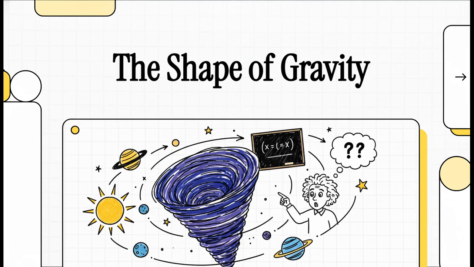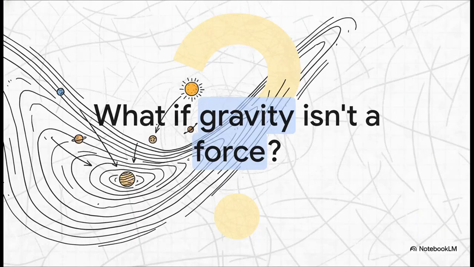All right, let's dive into one of the biggest, most mind-bending ideas in all of physics, the true shape of gravity. See, Albert Einstein didn't just tweak the old rules. He tore them up and started over. And what he found is so much weirder and, honestly, so much more beautiful than that simple force we all learned about in school.